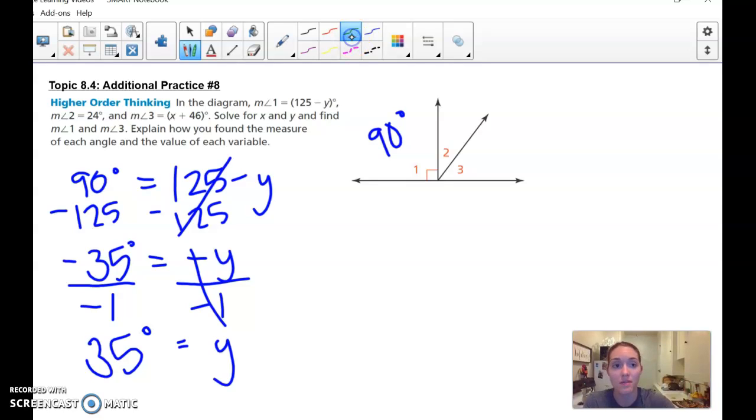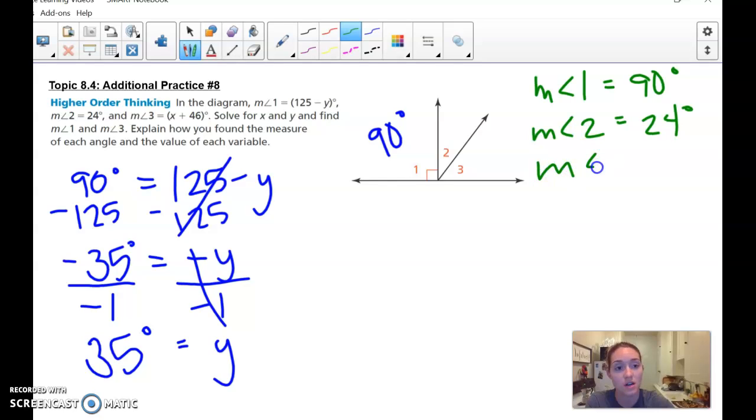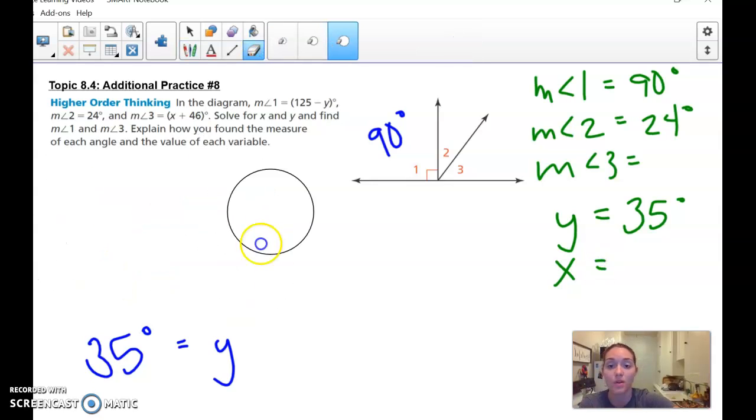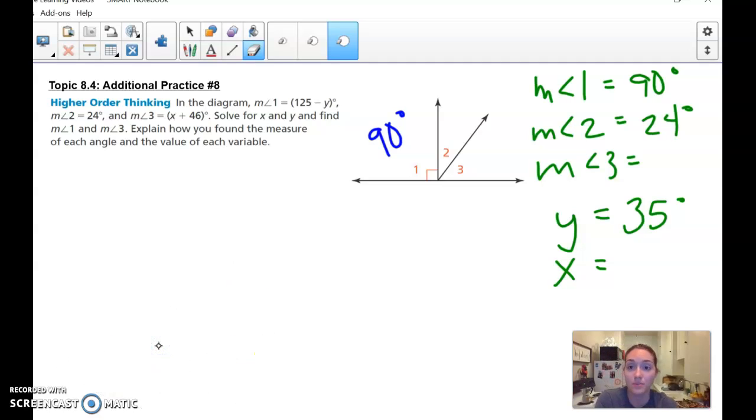So far, I'm going to keep my running tally over here. The measure of angle 1 is equal to 90 degrees. We also know that the measure of angle 2 is equal to 24 degrees because it's in the problem. And we're still looking for the measure of angle 3. We know that y is equal to 35 degrees, and we're looking for the measure of our x value. All right, so we have those done.